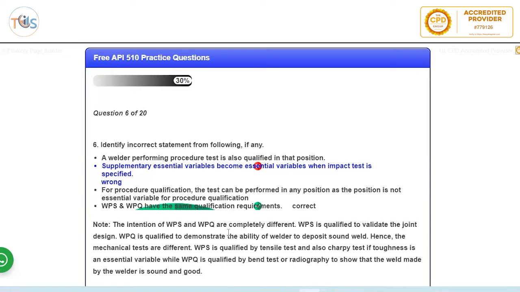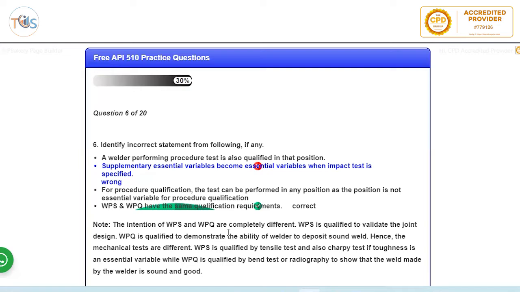Answer 3 says, for procedure qualification, test should be performed in any position, as the position is not essential variable for WPS or for procedure qualification. That is correct. I mean, there are some exceptions, but you don't need to know about this because you're not being asked to go that much detail into welding engineering as an API 510 inspector. So we can assume safely that yes, welding position is not an essential variable normally for WPS.